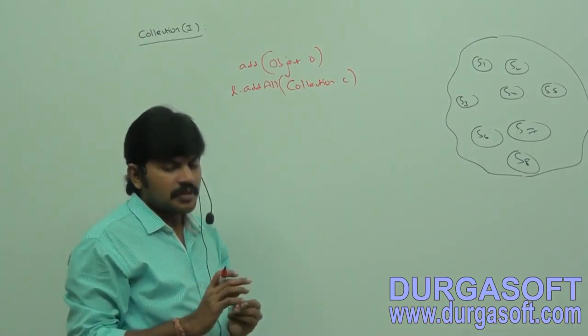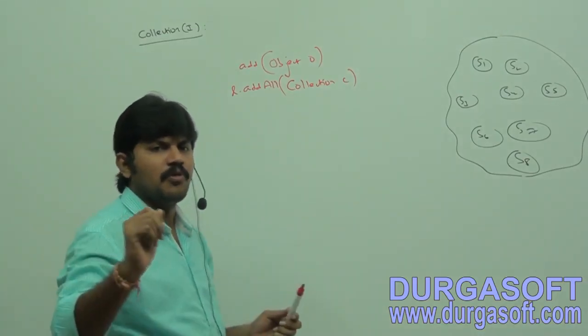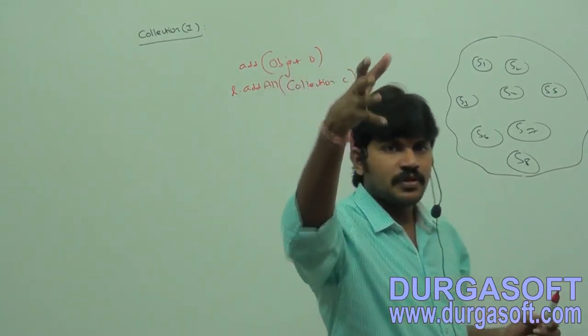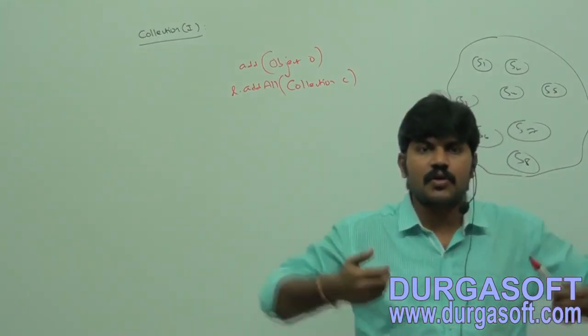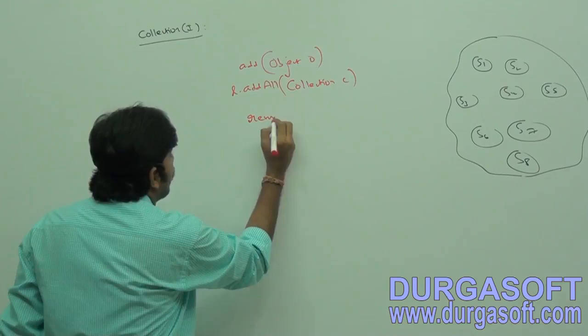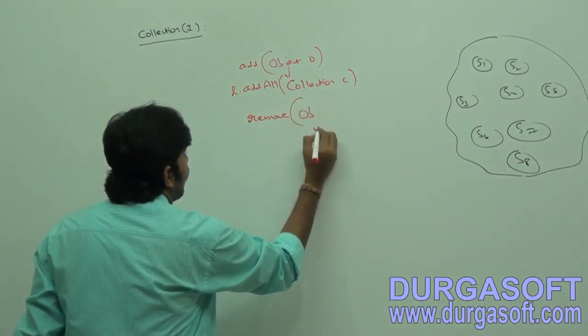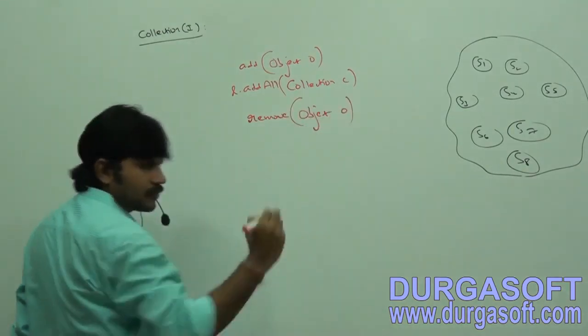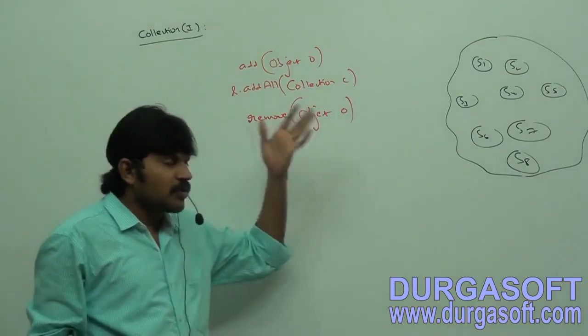Okay, similarly, sir, can you please remove a particular object? It's a very common requirement. From the collection I want to remove an object. Then which method do we have to call? Remove of a particular object. Can you please remove a particular object?